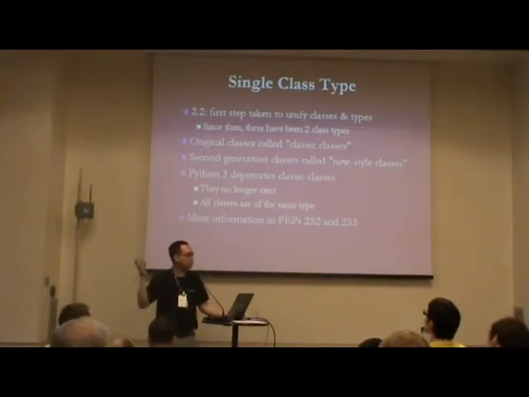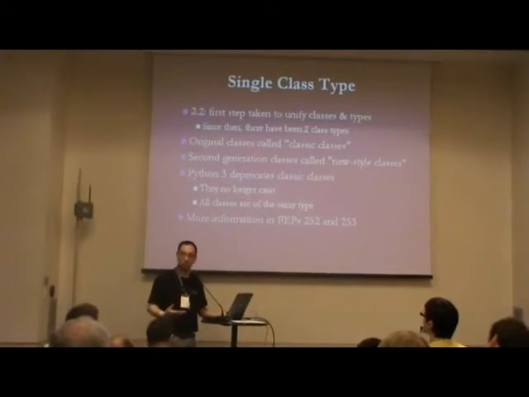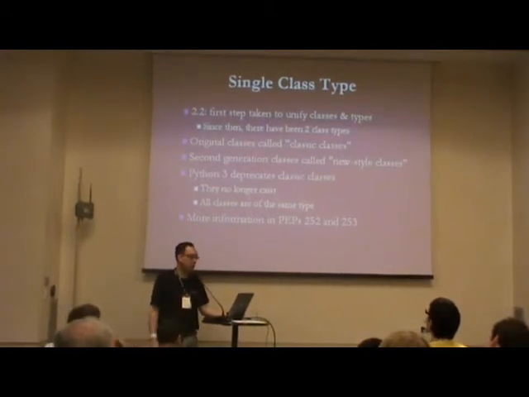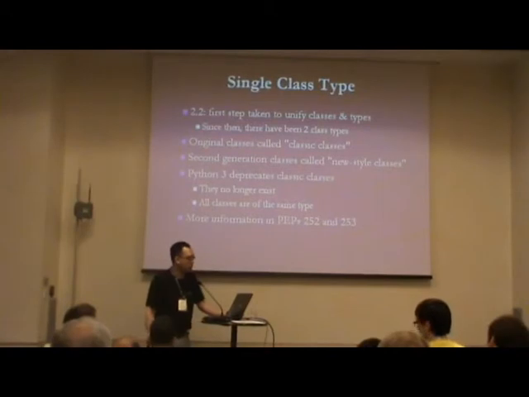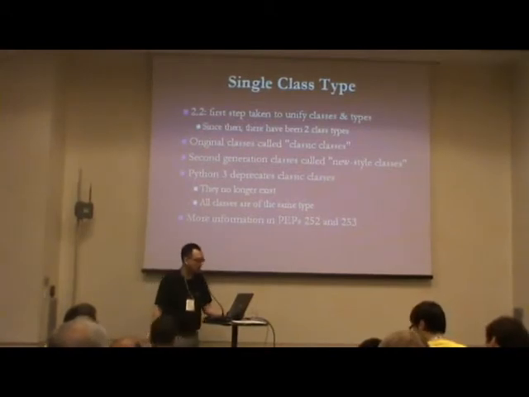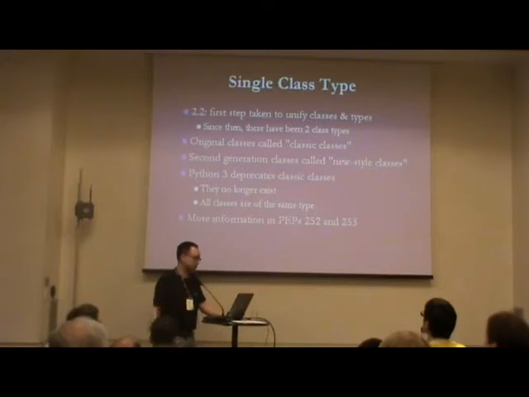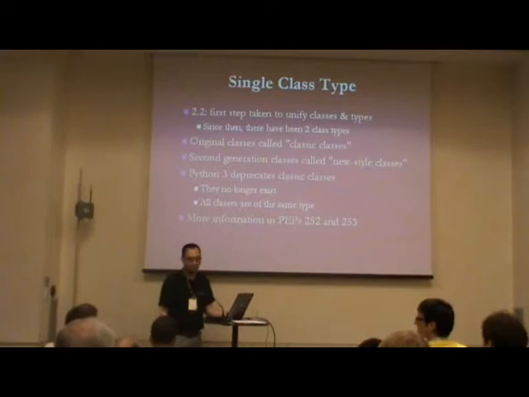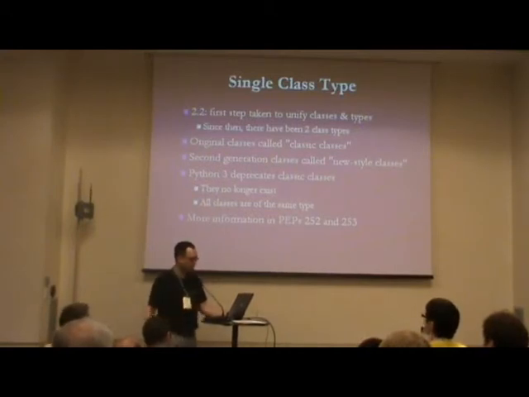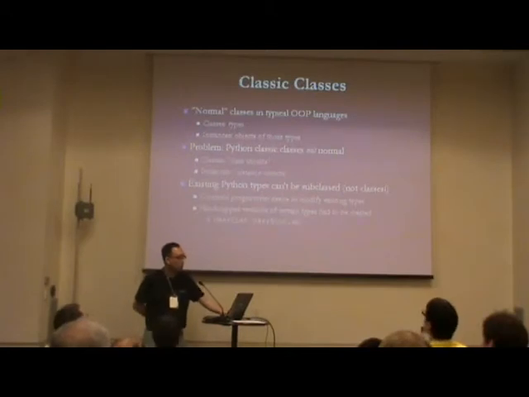So those old style classes are called classic classes. So when you read the documentation and you see that reference, you know what that means. And the next generation of classes is called new style classes. And Python 3 gets rid of classic classes so they no longer exist. All classes are the same type. You only have one class type moving forward instead of 2. So 2 very big PEPs are 252 and 253 that you can take a look at to give you more information here.